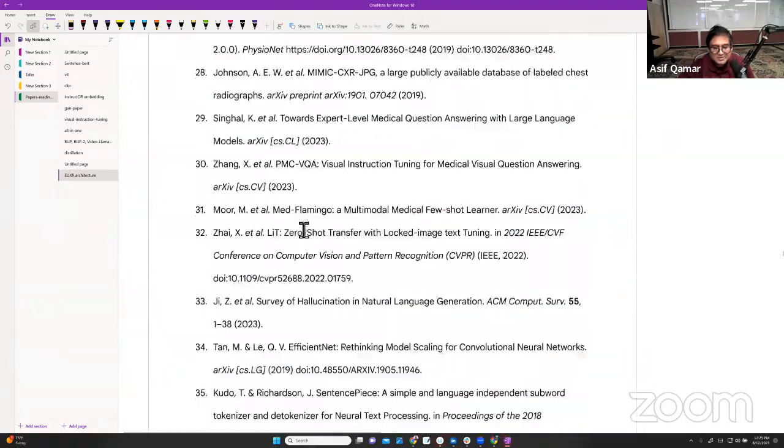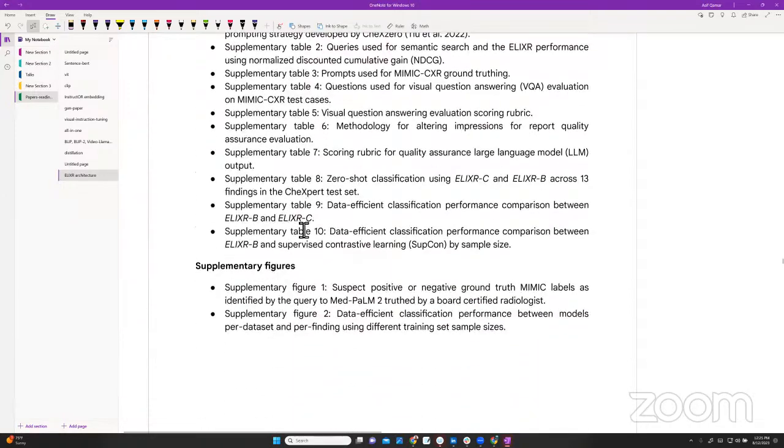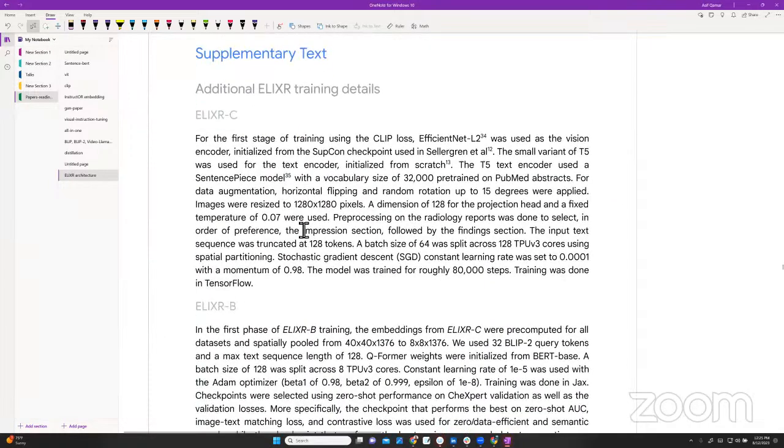Patrick, you read through this paper. Do you remember? It's in the appendix. It's a supplementary text, yes. Here, somewhere here. Yeah, this one.